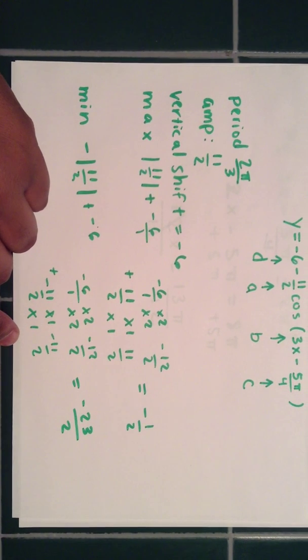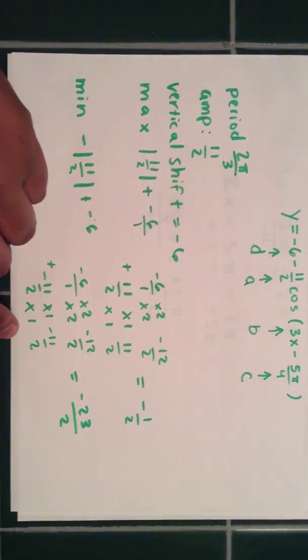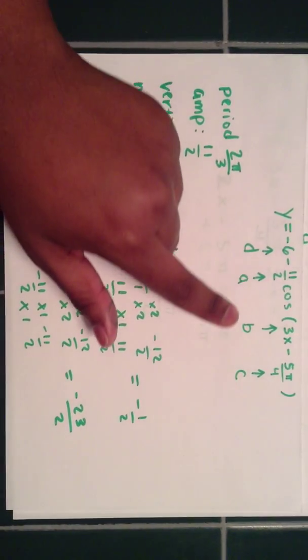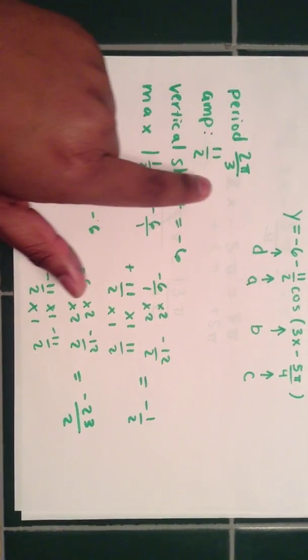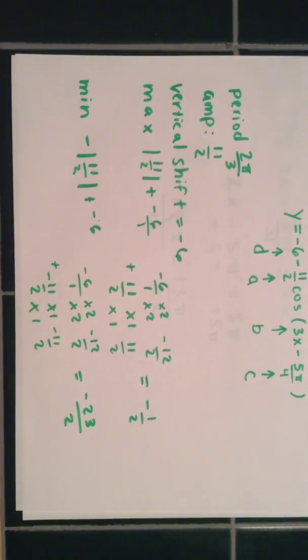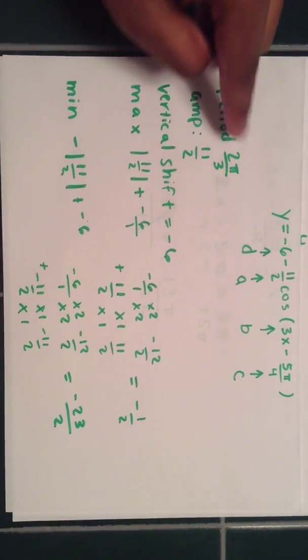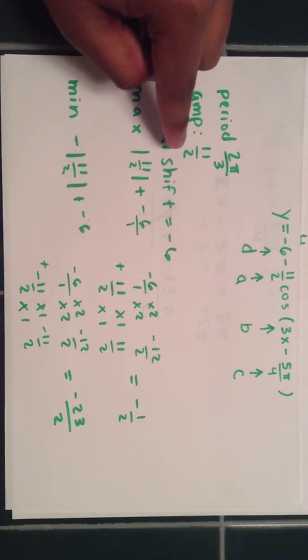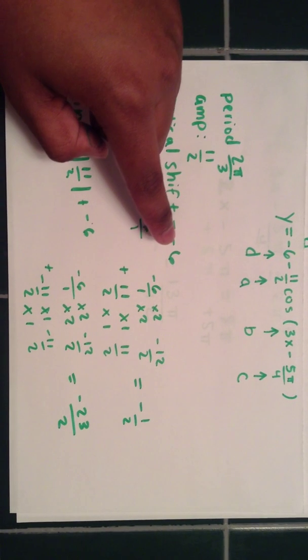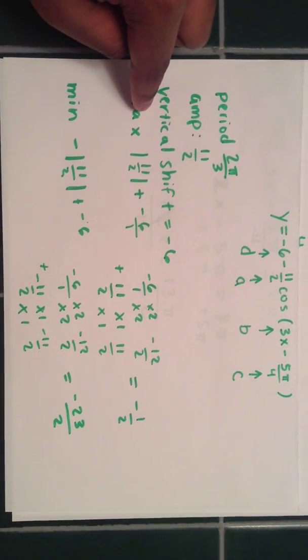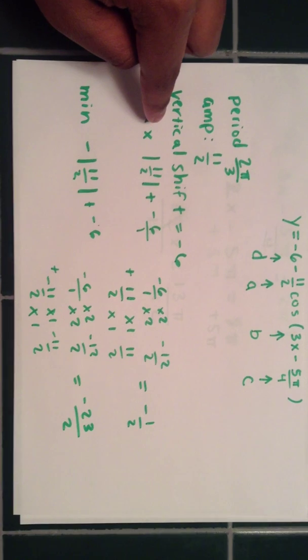Your period, as stated before, was 2 pi over B. Your B is 3, so period is 2 pi over 3. Your amplitude is A, which is 11 halves. Your vertical shift is D, which is negative 6. Your max is absolute value of A plus D.